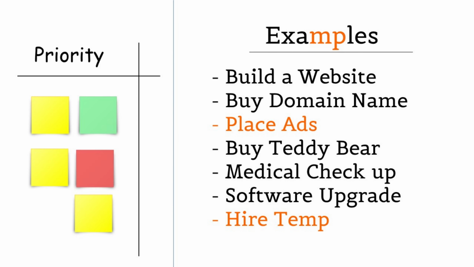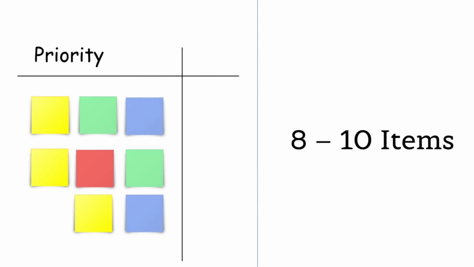You can have items like build a website, buy a domain name, health checkup, create ads for X business, buy my daughter's teddy bear, and so on. You're only required to list 8 to 10 items, not everything from your brainstorm sheet. The brainstorm sheet will remain with items that you can always come back to.